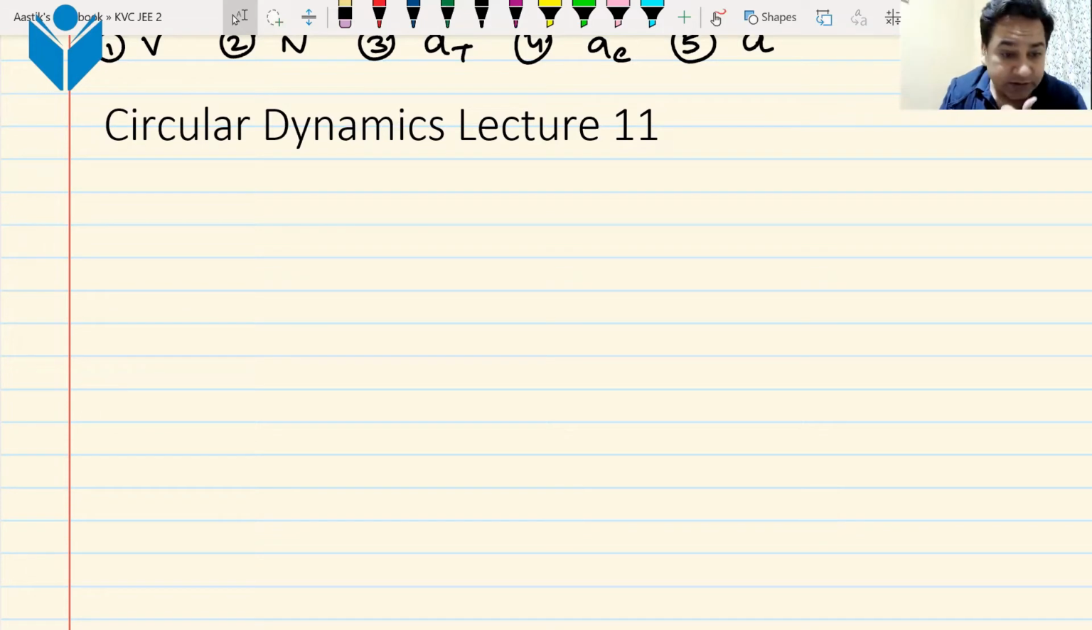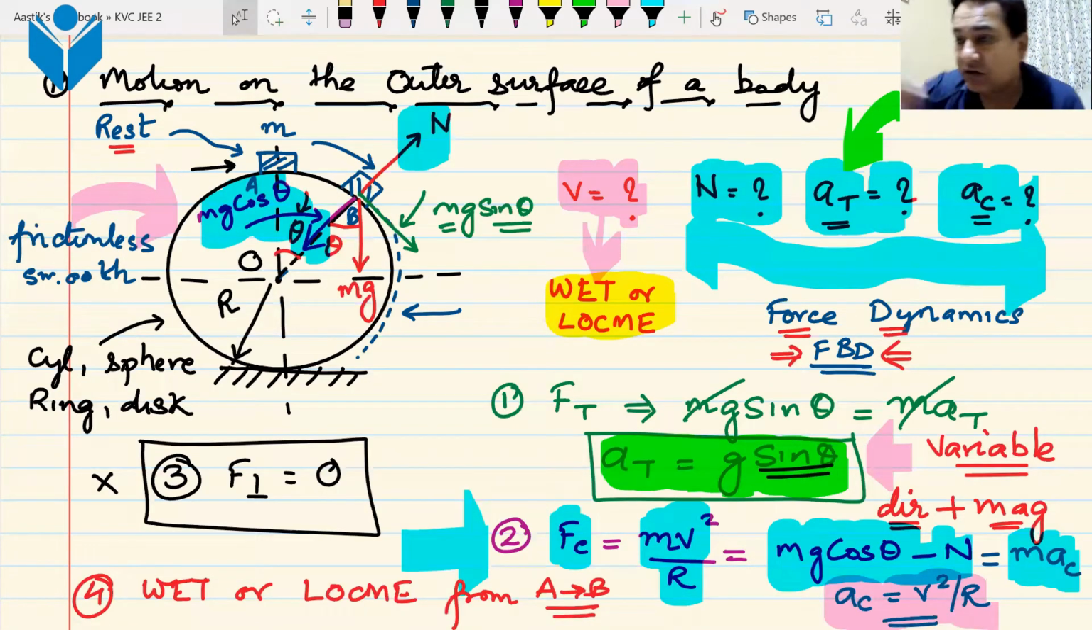We were doing the vertical circle, and we were dealing with the first type of motion on the vertical circle, which happens to be motion on the outer surface of a body. So we are dealing with a round body probably, which is kept on ground, something like this. It could be a cylinder, it could be a sphere, and the motion is happening on the outer surface.